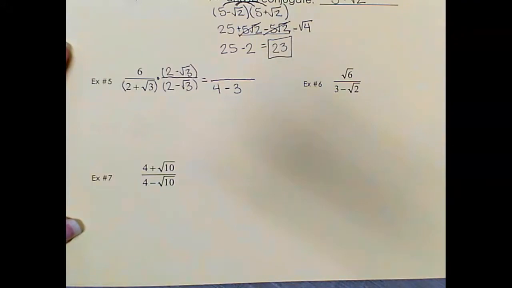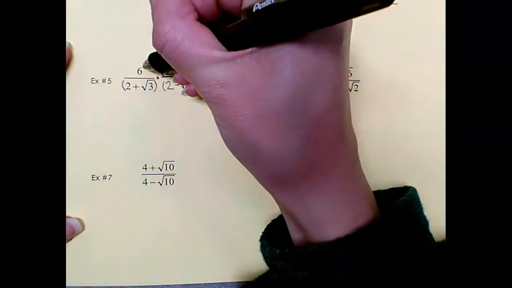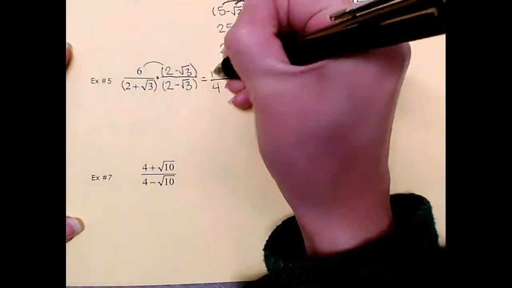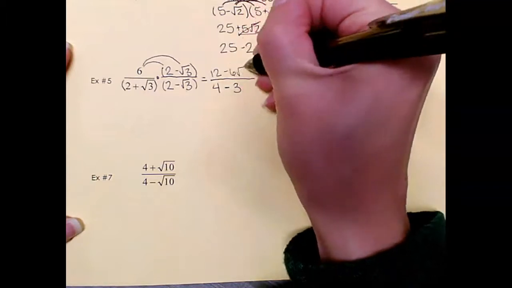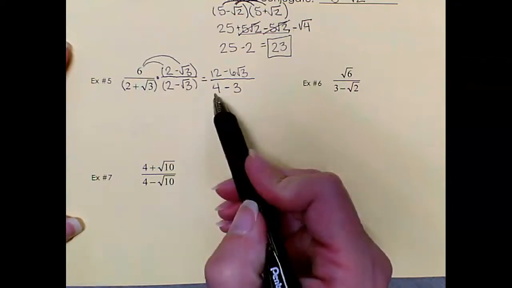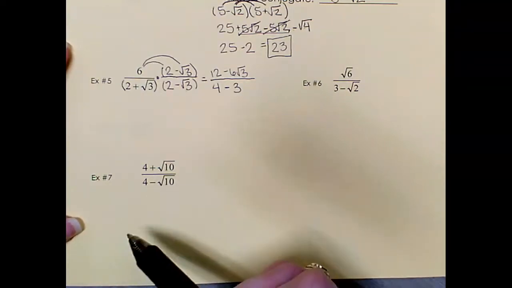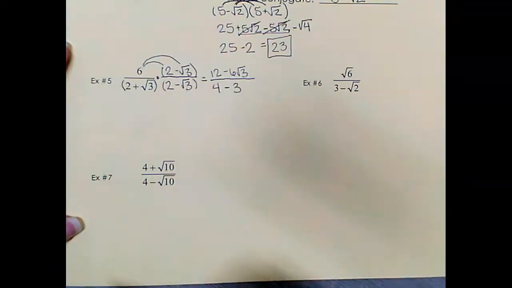And finally, on the top, I don't really need to do FOIL because 6 is not a binomial. I'm just going to distribute the 6 to the 2 and the 6 to the square root of 3. And the only thing that there is left to do is to do the subtraction. 4 minus 3 is 1, so I don't really need to write over 1. That's redundant. That means it's repetitive. We don't need to do that.